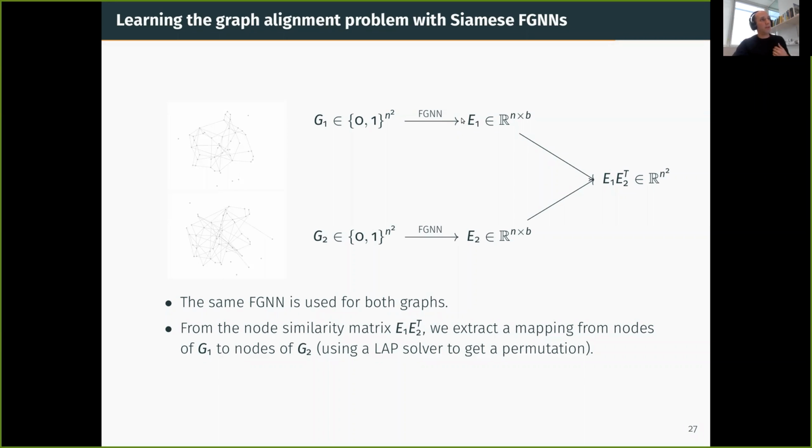This GNN is building features on the nodes of graph 1, building similarly features on the nodes of graph 2, and now taking the dot product between the features in graph 1 and in graph 2, I'm obtaining a similarity matrix between the two graphs. And from this similarity matrix, I'm able to find a matching between the nodes of G1 and G2.